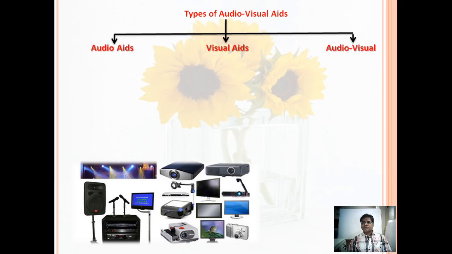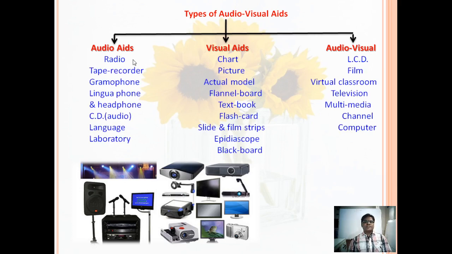In this feature we will focus on the types of audiovisual aids, and there are three types. First one is audio aids, second one visual aids, and third one audiovisual. In audio aids, audio is related to hearing or listening, intentional listening. In these, the different means are radio, tape recorder, gramophone, linguaphone, headphone, CD, language laboratories. These are related to listening or hearing only.